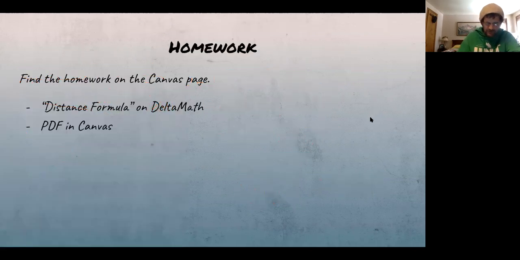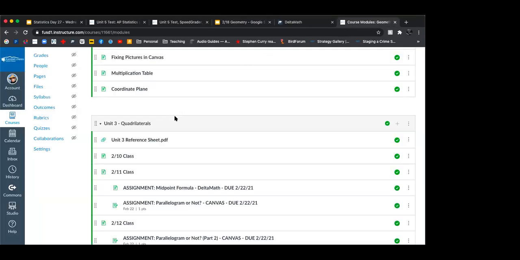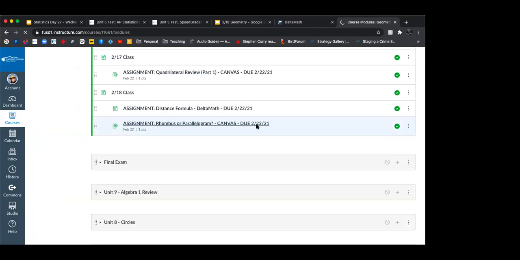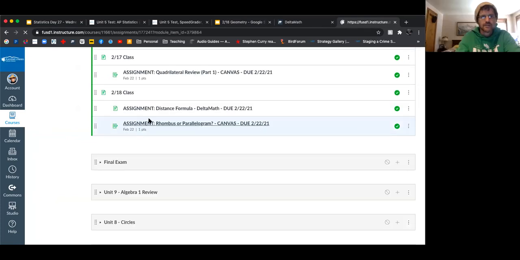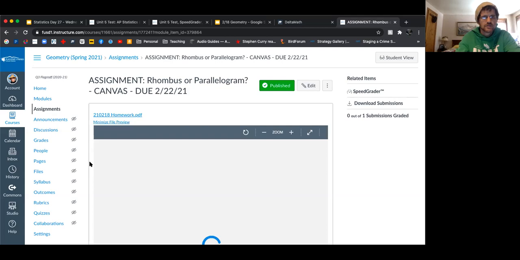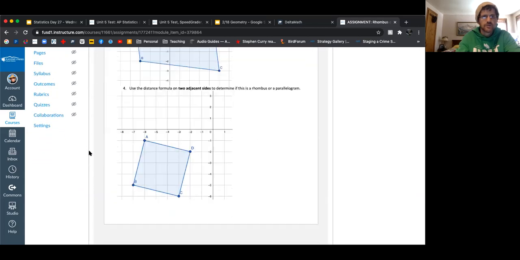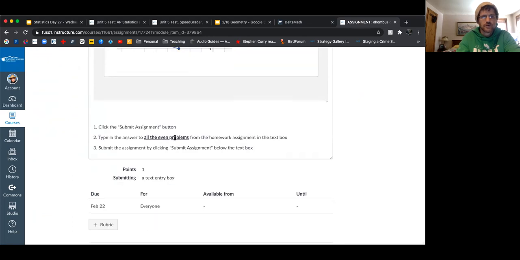I'll clear this off. If you need to see more examples, stick around, but I just wanted to show you one last thing. You have 2 parts to your homework tonight. One of them is the distance formula that I showed you on Delta Math. The other is a PDF in Canvas. I will take you over there real quick so that you can see what that looks like. It's this one right here under today's date. And there are 4 problems on this. 1, 2, 3, 4. You just need to do problems 2 and 4.